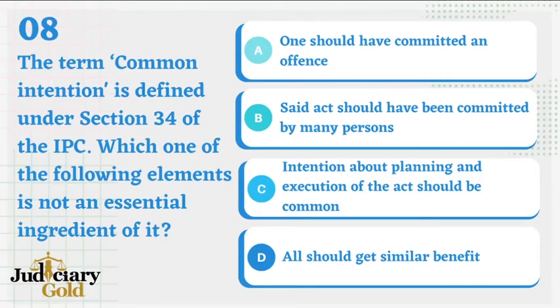Intention about planning and execution of the act should be common. All should get similar benefit. The answer here is option D. All should get similar benefits is not an essential ingredient. So the other three things are required. In option D, sharing benefit is not required for an offense to be qualified under Section 34 of I.P.C.